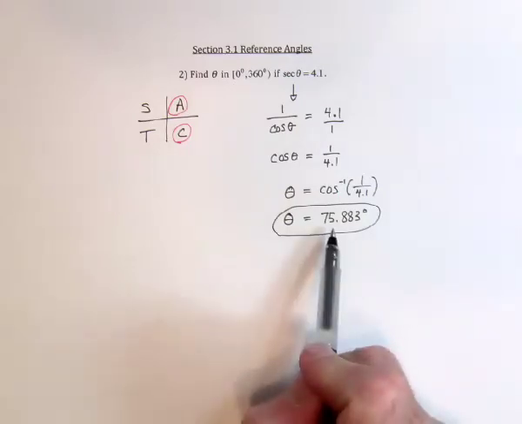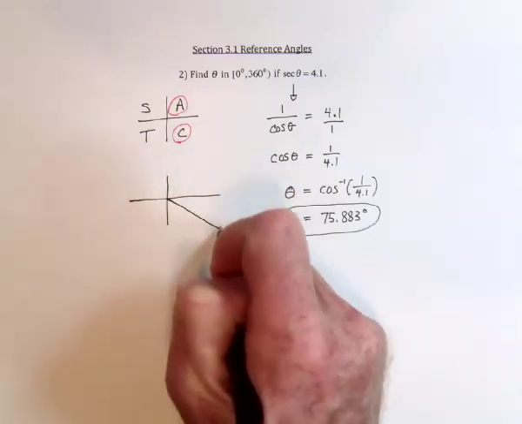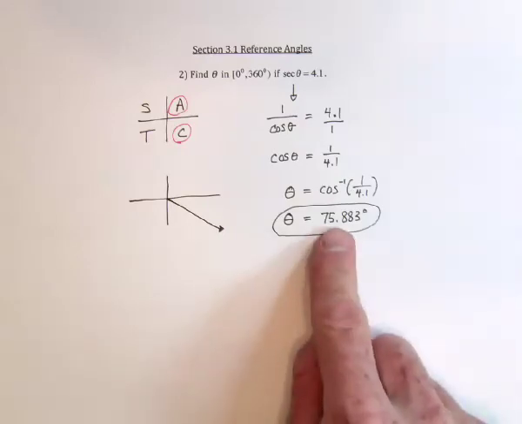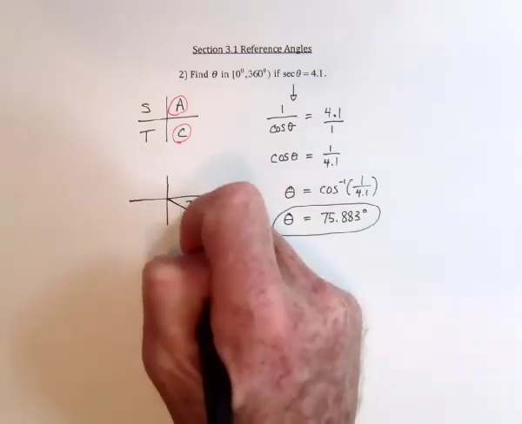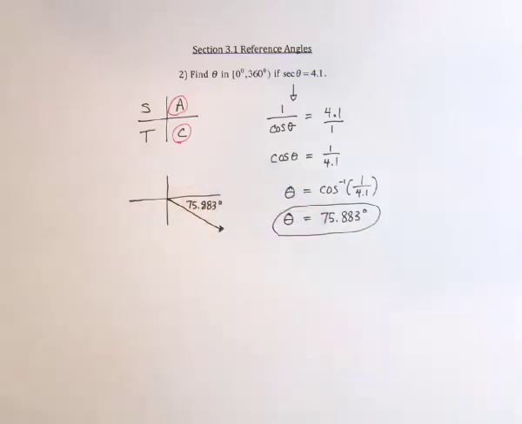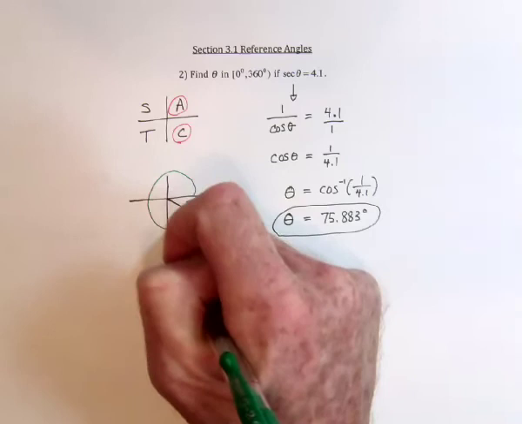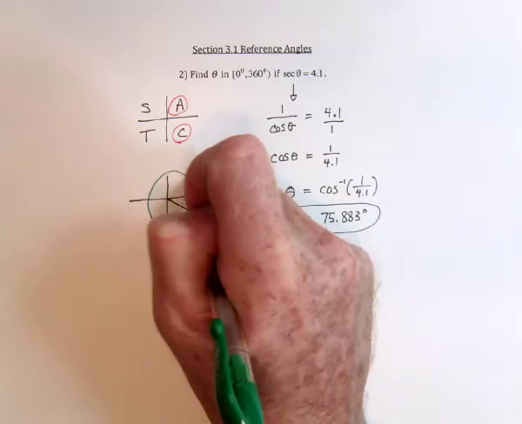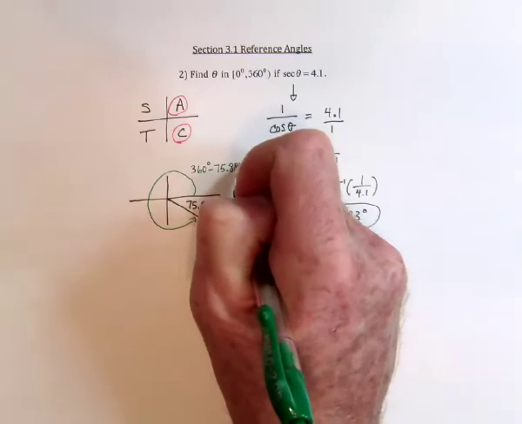So then we use this as a reference angle and say, well, what if we were in the fourth quadrant? Well, then as a reference angle, you go from the terminal side back to the x-axis, and that tells you what this angle is, 75.883. And then we need the positive angle that gets us into the fourth quadrant, which is going to be all of this, which is going to be 360 degrees minus the 75.883.